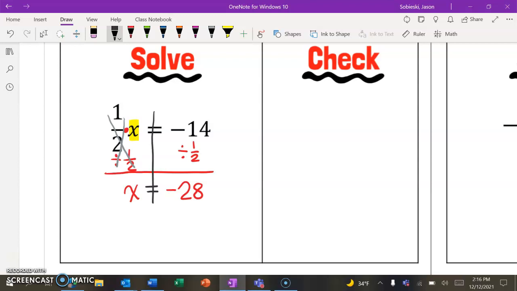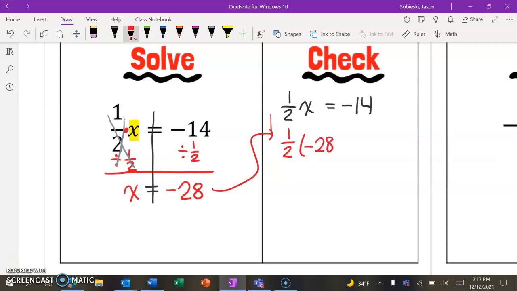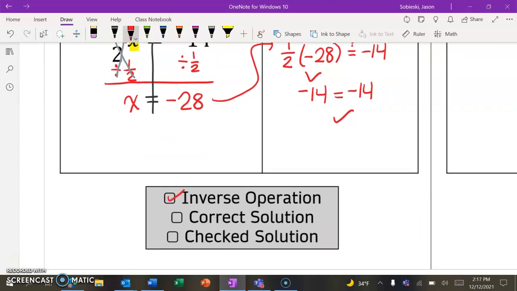The reason it becomes a bigger number is because of keep, change, flip. If you're remembering from last unit, that's why. So again, our equation is 1/2 x equals -14. If we take our value of -28 and substitute it back in, so 1/2 times -28, does that equal -14? If you punch that into your calculator, it definitely will give you -14. So we know that we found the correct solution. You can use your check boxes on the bottom if you want. We did our inverse operation of dividing, we wrote our correct solution, and then we checked it to make sure it was true.